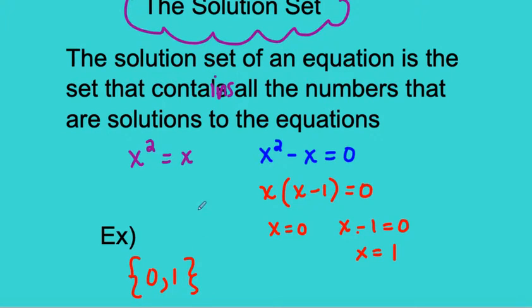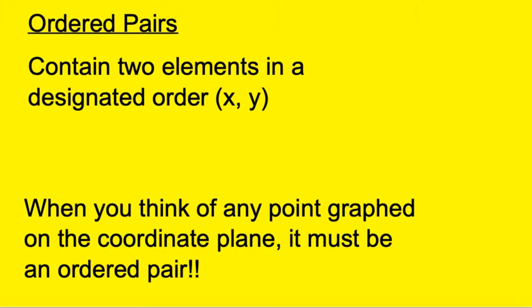Okay? Now, the reason I like to use braces rather than parentheses is that if I write parentheses (0, 1), you might think of it as something different. You might think of it as an ordered pair. An ordered pair contains two elements in a designated order, always the x coordinate first and the y coordinate second. Think of it as your input and your output to a function, okay? When you think of any point graphed on the coordinate plane, it must be an ordered pair.